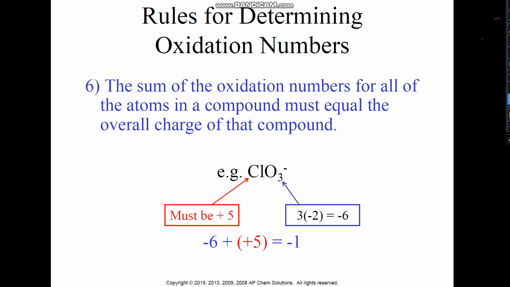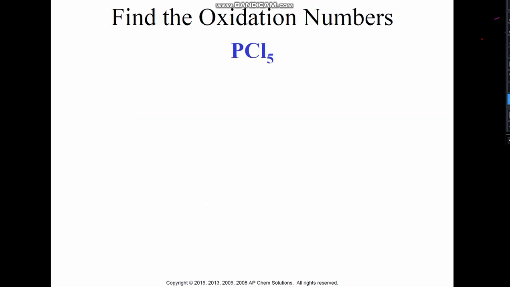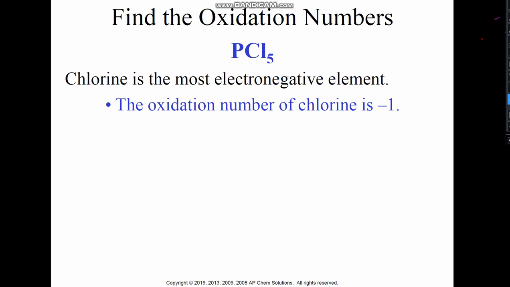So we already know that oxygen is -2, multiplied by 3 is -6. That has to make the chlorine a +5. Okay, so here is a checkpoint question. Go ahead and answer that. Here's the explanation for that.